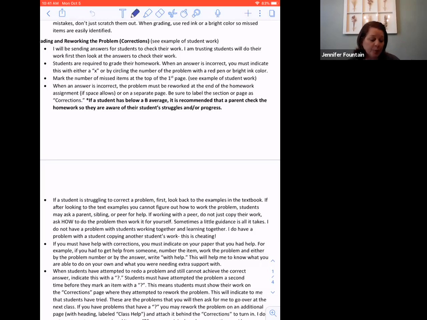I put a note on here for parents to see that if a student has below a B average, it's recommended that a parent check the homework so they are able to see what's going on at the time, okay? That's my recommendation. You and your parents can work out whatever y'all want to work out. This is your grade. Ultimately, your parents are your teacher because they're the ones kind of in charge of your homeschooling.